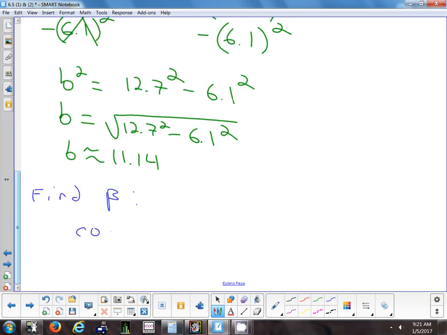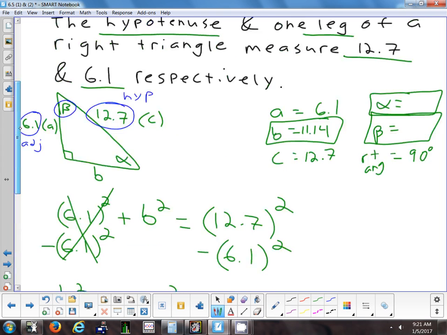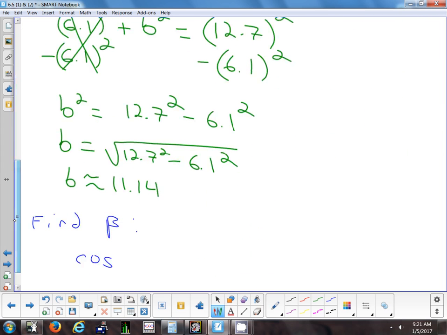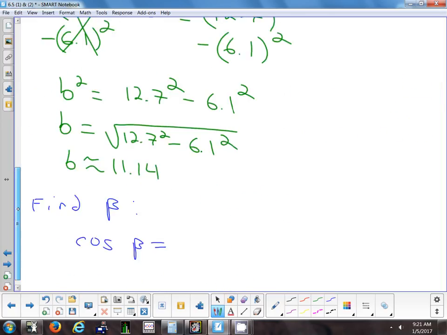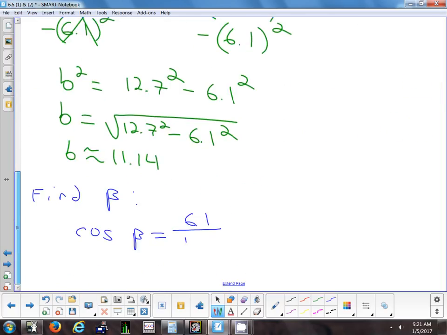So I get cosine of beta equals adjacent over hypotenuse, 6.1 over 12.7. What's different about this? Yeah, what?